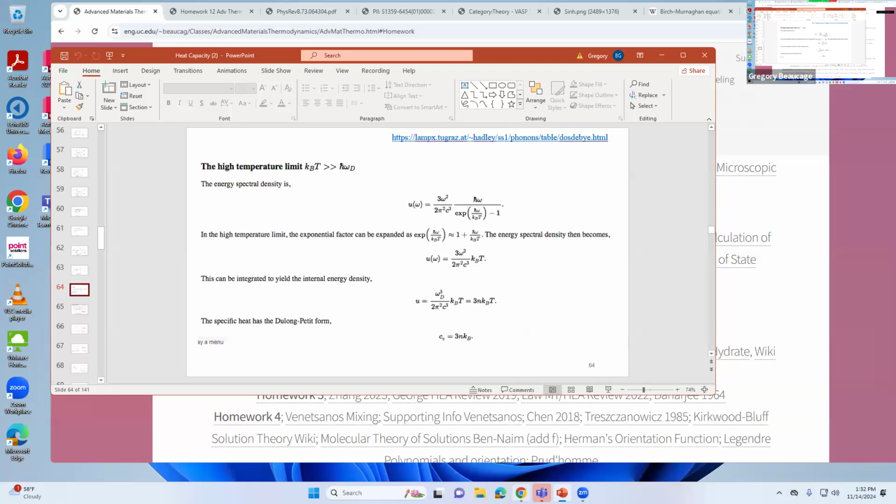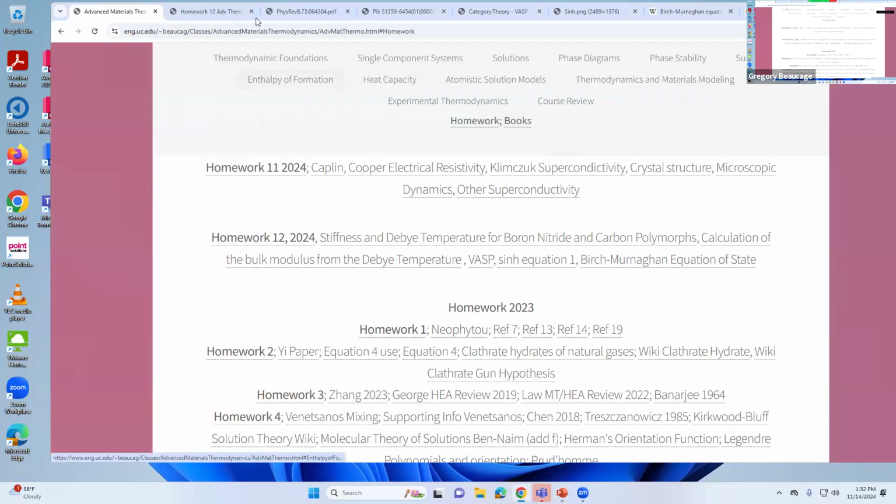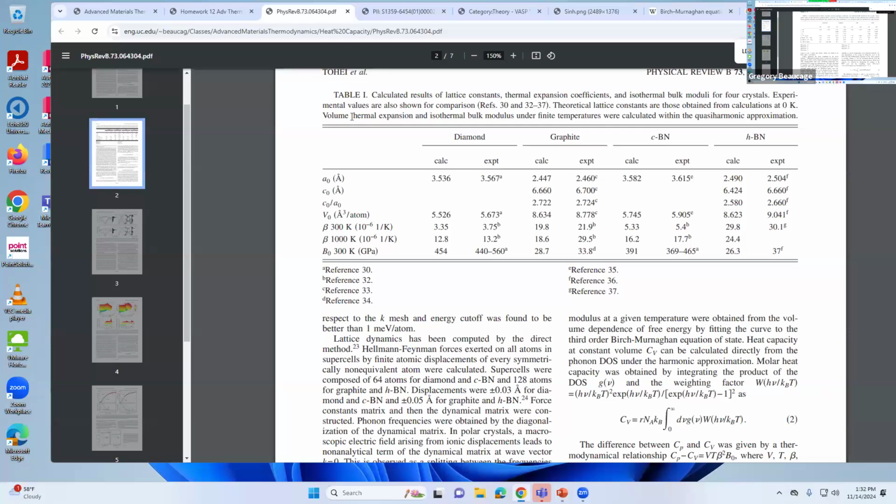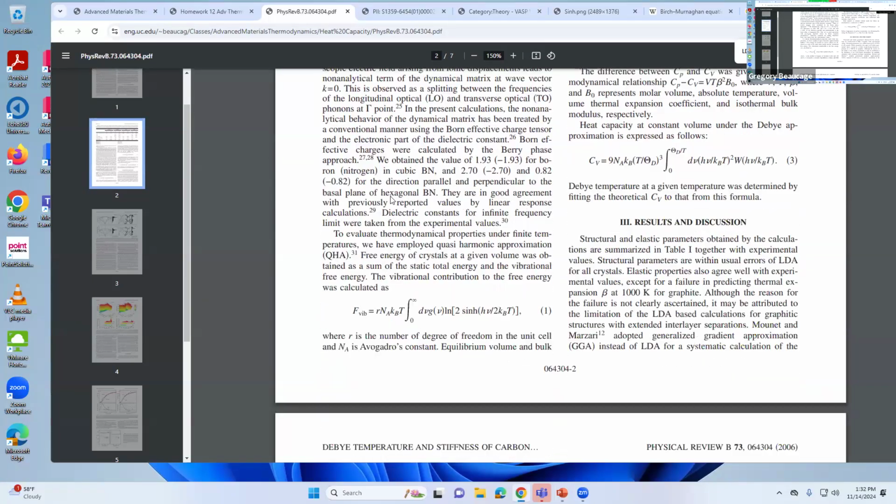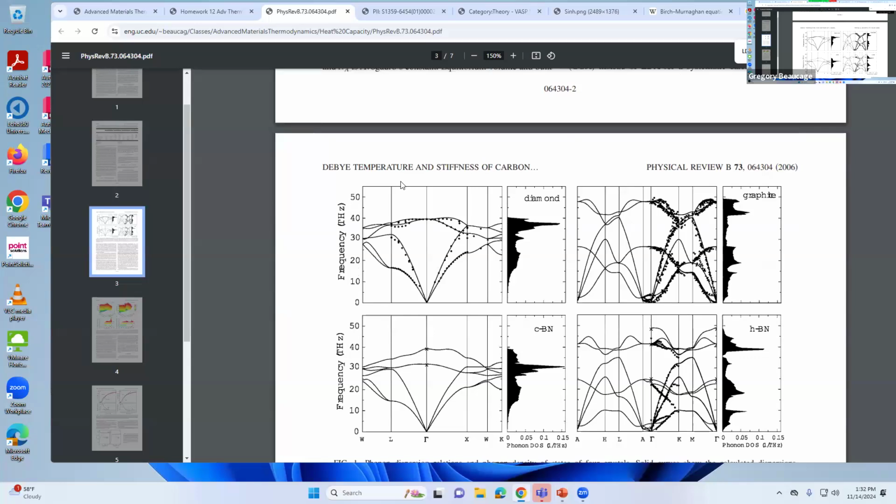Let's see. If I Google quadratic in there, I think I would find it. Is this his paper? Yes. Let's see. That's what I want.